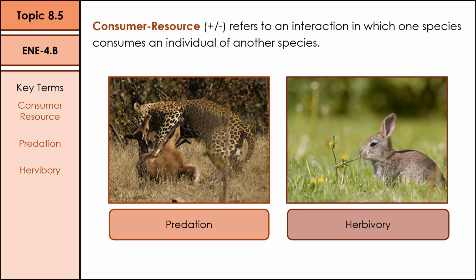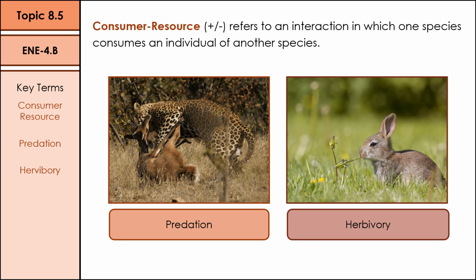On a slightly easier note, competition being that negative interaction between species, consumer resource, we start to see the positives that can come with interactions. Everybody has to eat. So whether we are eating or being eaten, consumer resource is going to be beneficial for whatever is doing the eating and negative for whatever is being eaten.